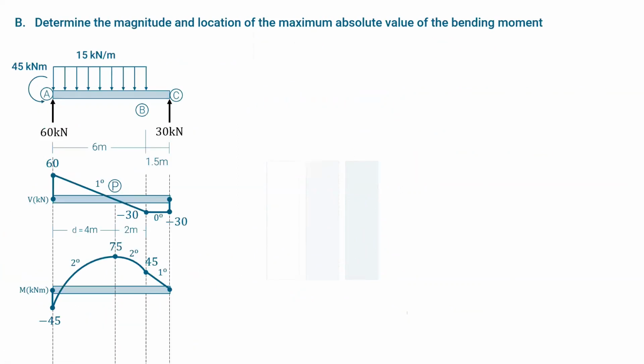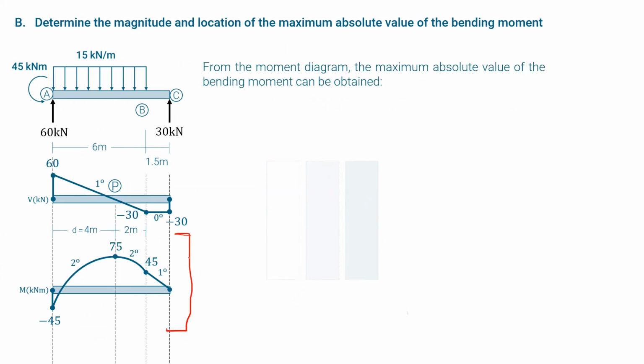Next, determine the magnitude and the location of the maximum absolute value of the bending moment. So ito yung magiging reference natin. It's easy to see that the maximum absolute value of the bending moment is 75, and it occurs at the right of support A, 4 meters to the right of support A. So that's your answer to B.